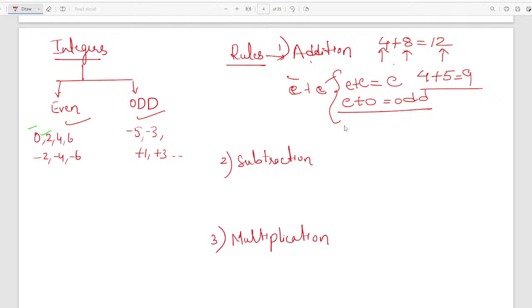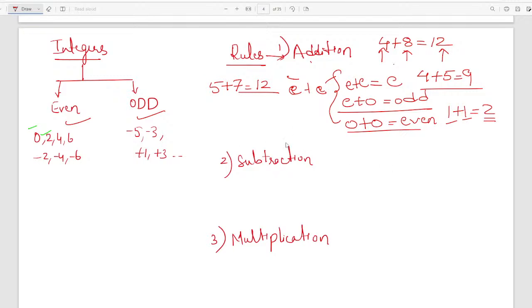Next is odd plus odd. Odd plus odd is even. So whenever you are adding two odd numbers, you would get an even number. For example, you can take 1 plus 1 is equal to 2. 1 is an odd number, another 1 is also an odd number, and the result is 2. So 5 plus 7, two odd numbers. When you add two odd numbers, you have an even number, 12. So this is for addition.